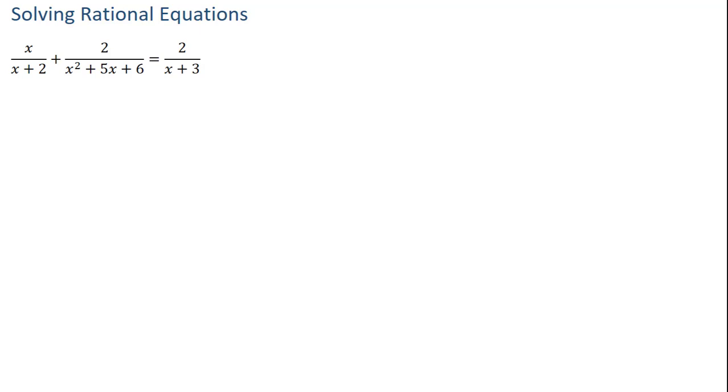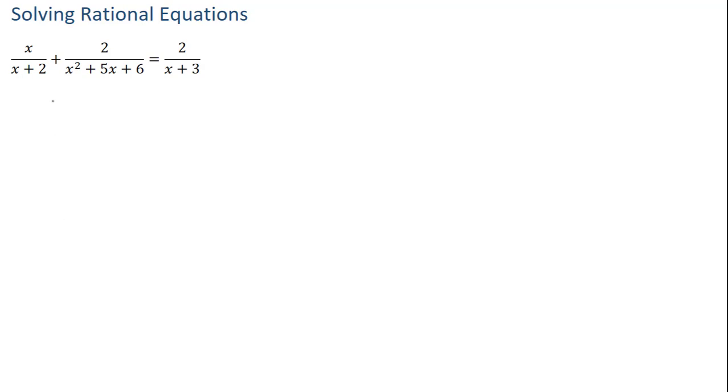In this video, we're going to review how to solve rational equations. In order to solve rational equations, the first step is to eliminate denominators. One way of doing that is to multiply both sides of the equation by the least common denominator.